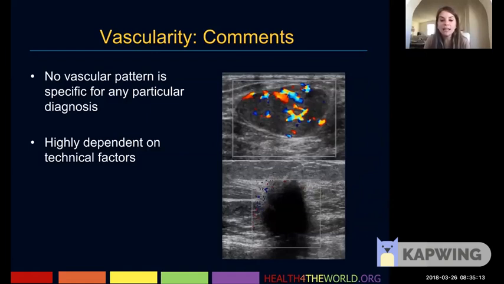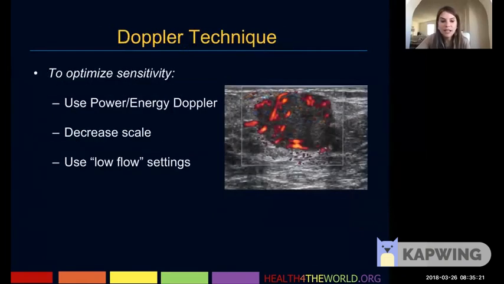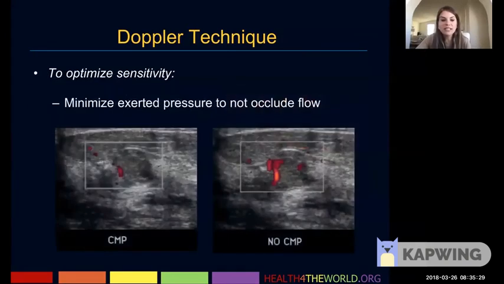So you always want to assess for it, but don't think that something's benign just because it doesn't have any vascularity demonstrable. To optimize your sensitivity, you can use power and energy Doppler, decrease your scale, or use low flow settings. So let's take a look at this example.